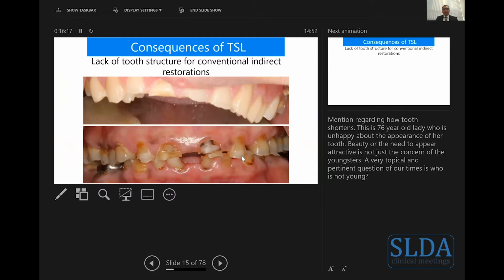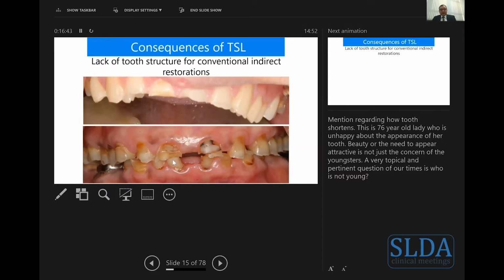Indirect restorations, I mean crowns, for example, require further tooth preparation, and also involve the biomechanical principles surrounding retention and resistance form, because we don't have enough tooth tissue to put a crown on top of it, even if we were to use the more modern luting techniques using bonding techniques.